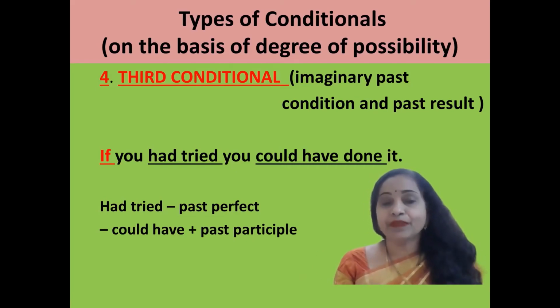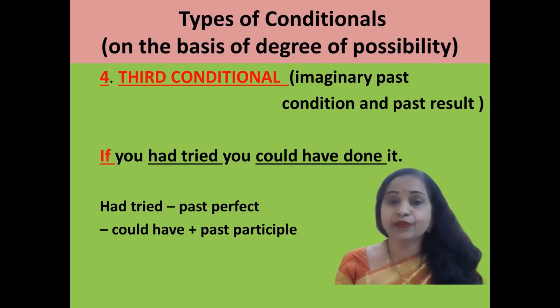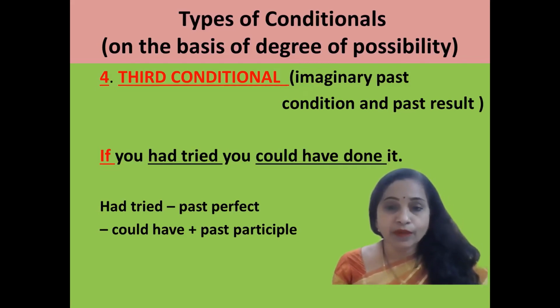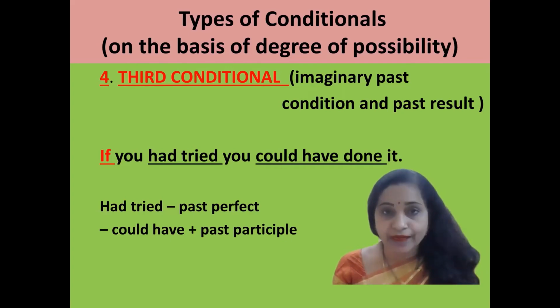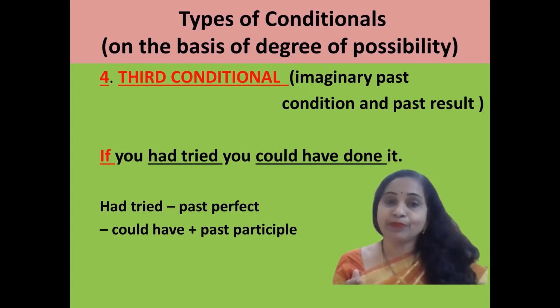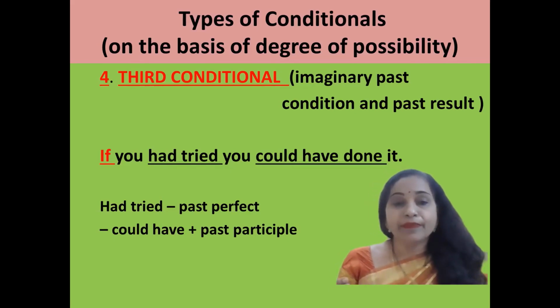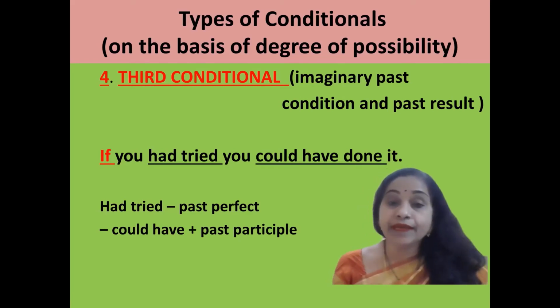So they are denoted like this. If you had tried, you could have done it. And look at the verb in the if clause. If clause, it is had tried. Had tried is past perfect. And then the main clause is could have plus past participle, done.